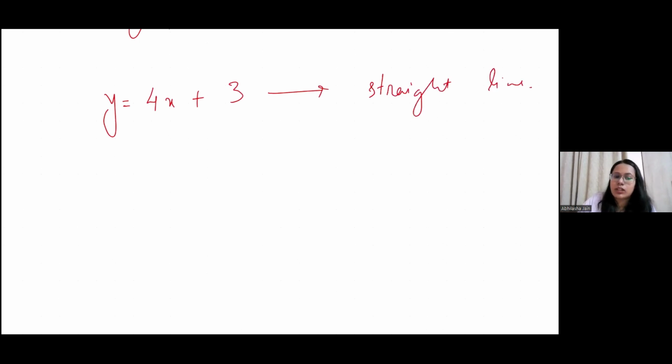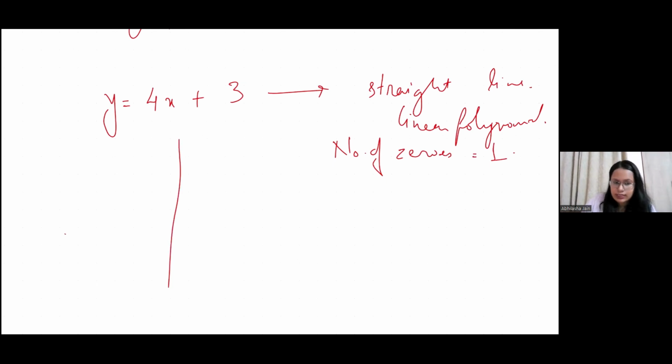And this is also a linear polynomial. Linear polynomial has how many x values? How many zeros? Number of zeros? 1. Very good. So number of zeros is 1.